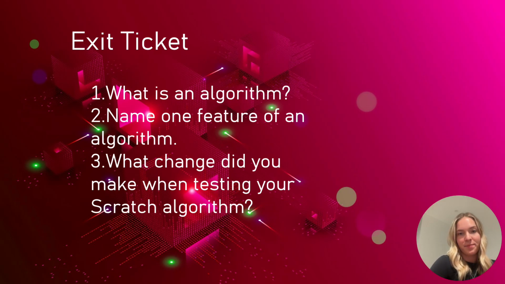What is an algorithm? An algorithm is a set of clear instructions or steps that tells a computer or person how to complete a task or a problem. And it can't be in a random order. Awesome. Now, name one feature of an algorithm. One feature of an algorithm is that the steps must be in the correct order or sequence so the task can be completed successfully. Great, I love that you remembered that.